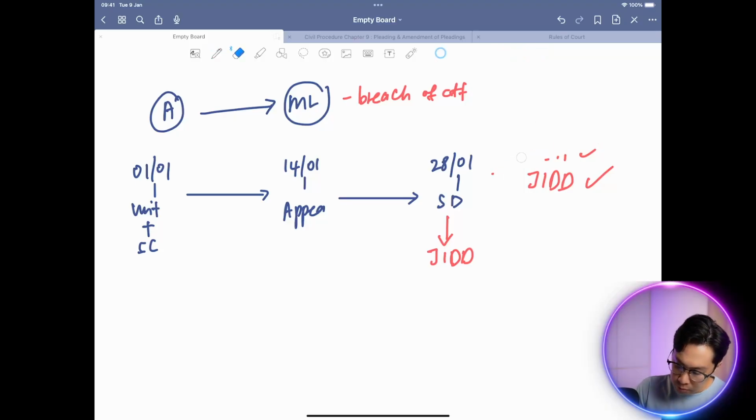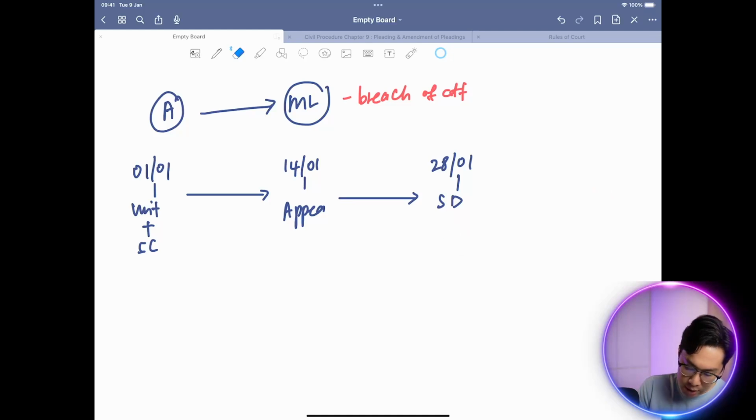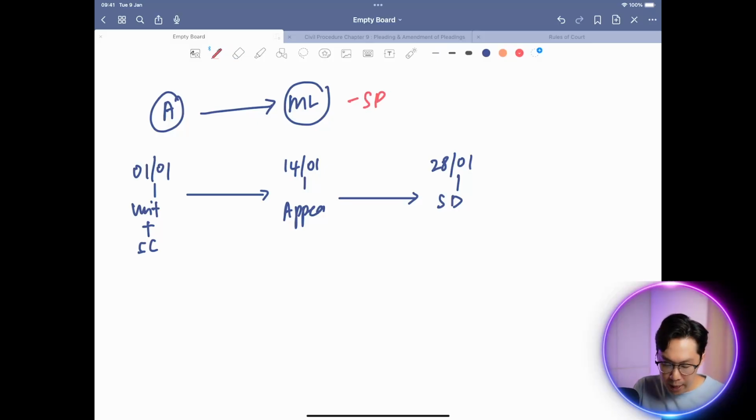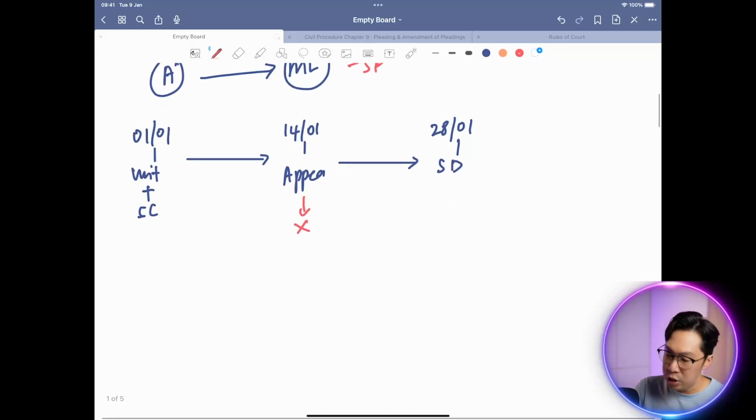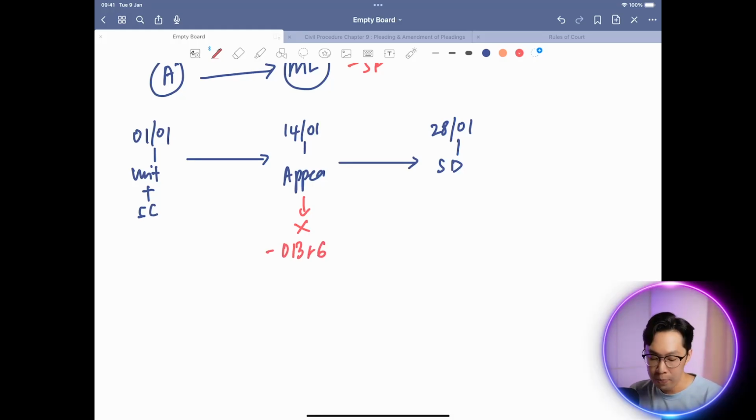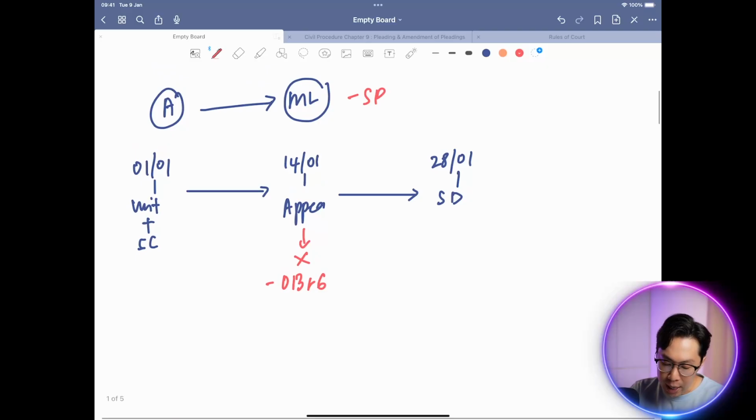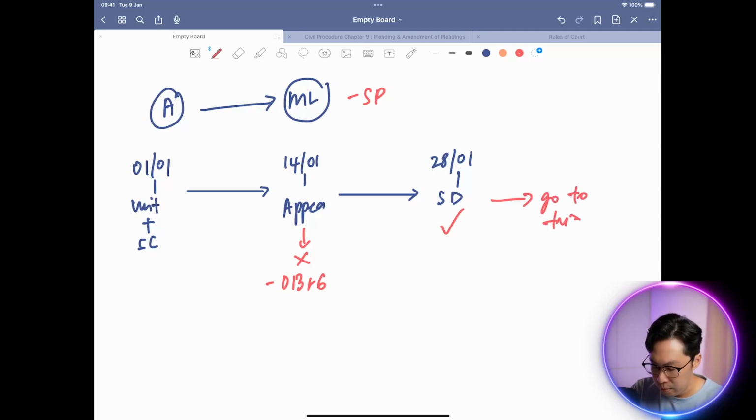And let's say again, now Alex sued Mr. Lee for specific performance. And on this particular date, Mr. Lee didn't enter appearance. Can Alex enter JIDA? Cannot, because this is classified under Order 13 Rule 6, isn't it? Things that you cannot enter JIDA. So Alex will continue the case and wait until the 28th. If on the 28th, Mr. Lee did send a statement of defense to Alex, then what's next? Go to trial. That's it. As usual, go to the trial process. Okay, that's how it works.